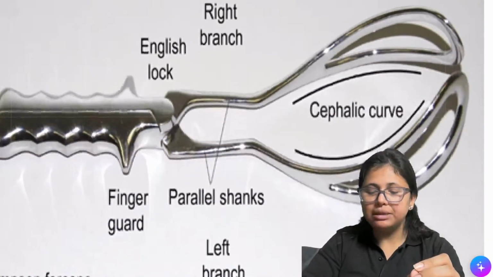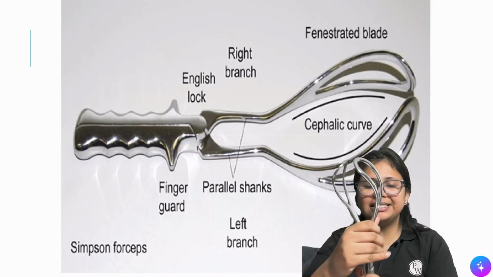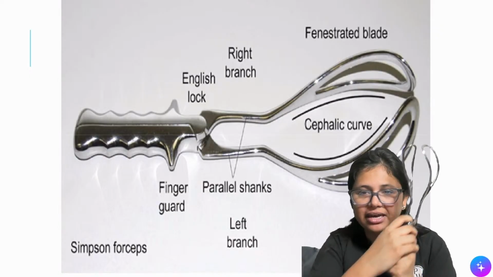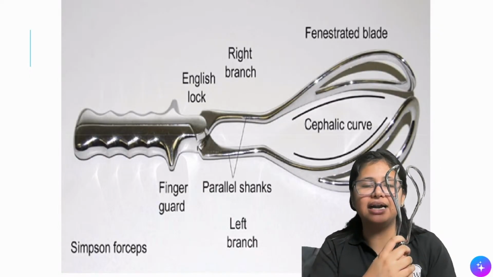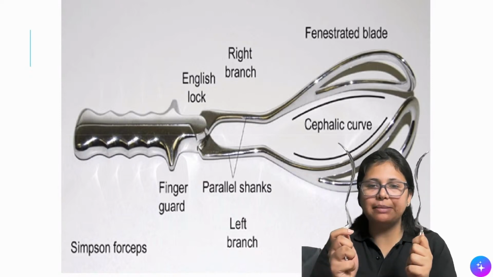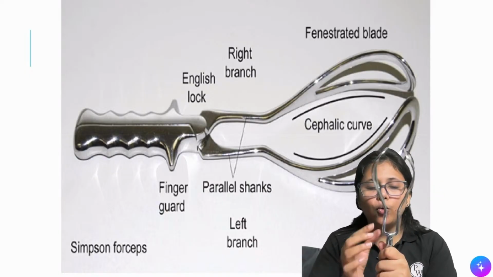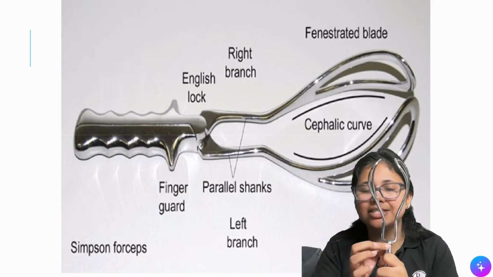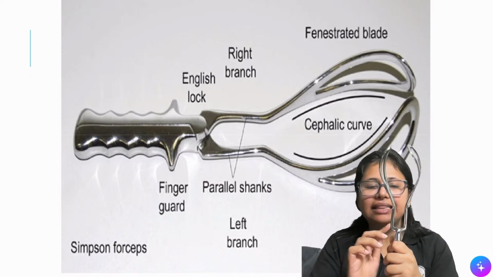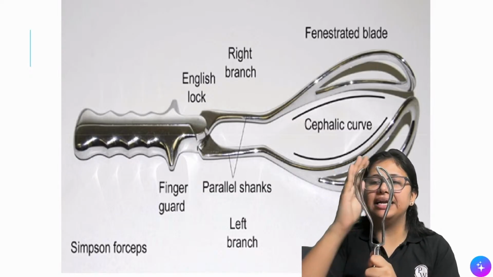So let's talk about the parts of the forceps. Right. So this is the handle. This is where I put my finger and I pull. So this is the finger guard. Right. Then you have two blades. So this can be dismantled like this, right? And they fit together over here. So where they fit together, this place, this is called the lock. Look at the picture below. And these are the shanks. These are the two blades, right?